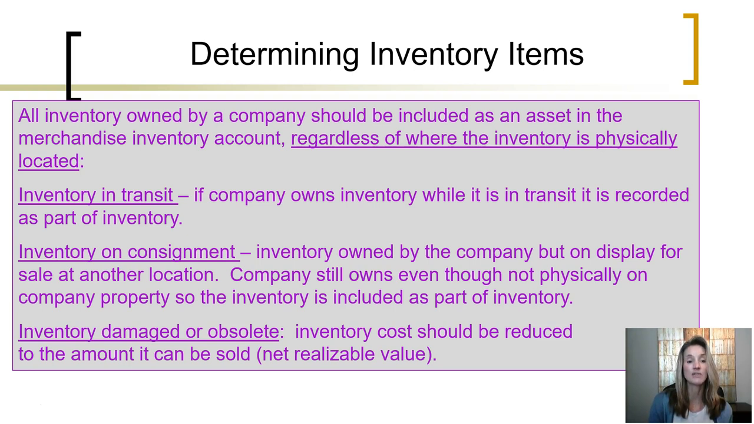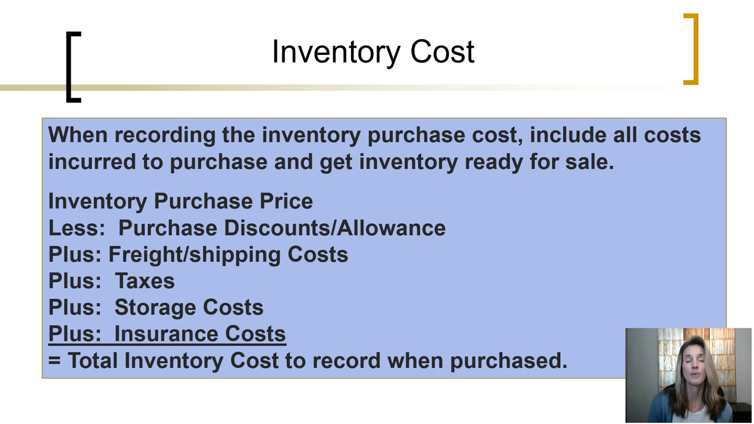And finally, inventory that is damaged or obsolete. If a company has inventory that is damaged or obsolete, in other words, it's not sellable, the cost of the inventory needs to be reduced to the amount that it can be sold for, which is what we call the net realizable value.